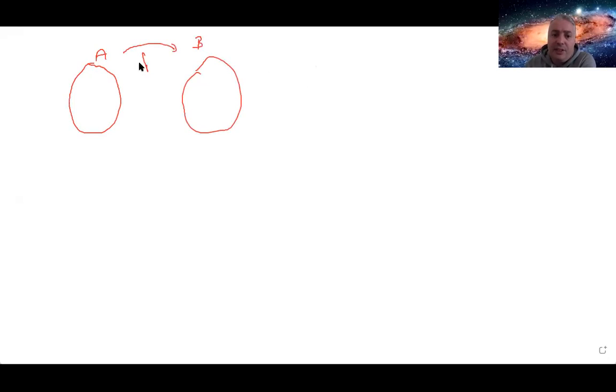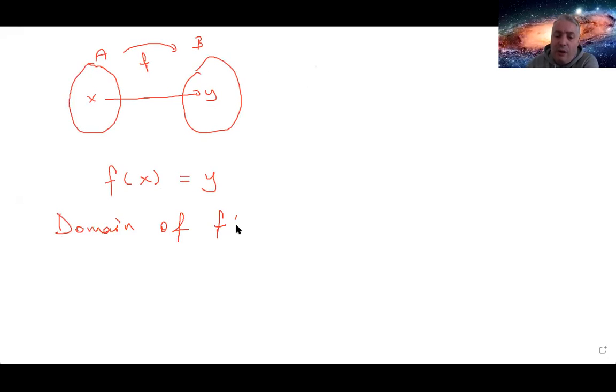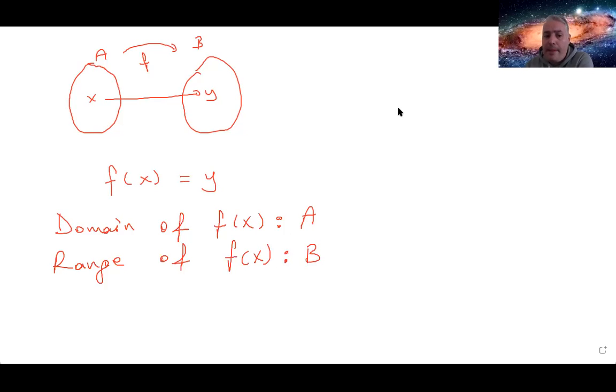I say this is function f, and x is here and y is here, we know that f of x is equal to y. Here, the domain of function f of x is set A, and the range, or the image, we can say, of function f of x is set B. Till here, do we have any question?